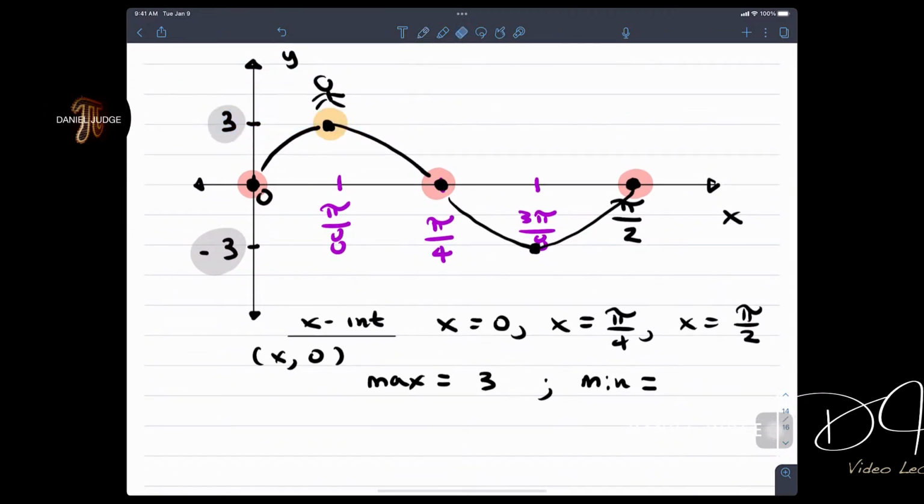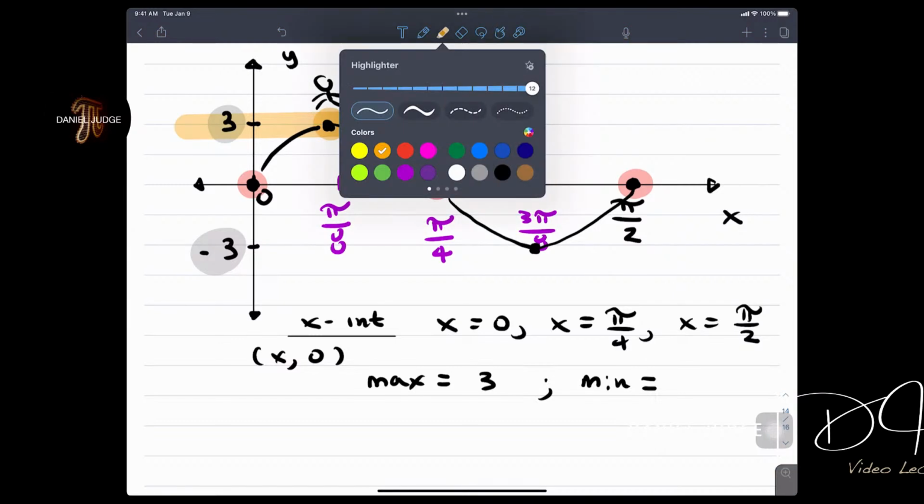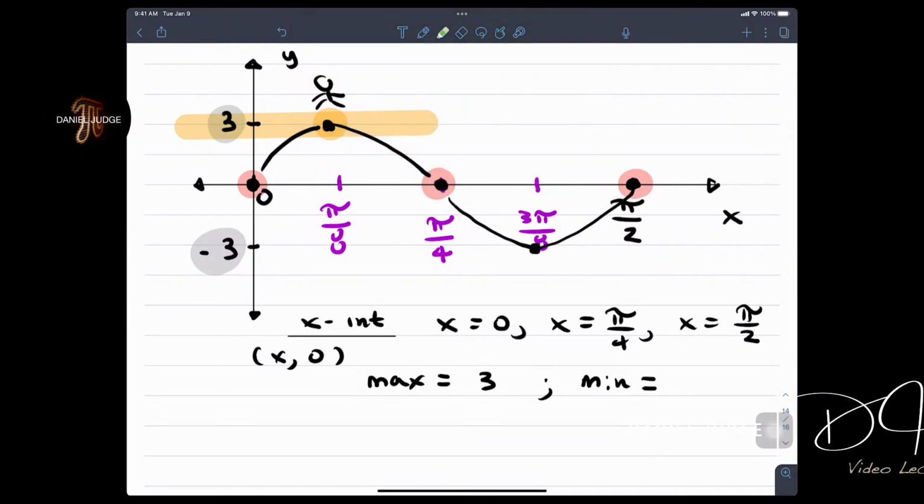And maybe we should just try to be somewhat consistent with colors. The minimum value is, well, are you in a valley? And the answer is yes, you're in a valley over here. What's the altitude? This is on the y-axis, your altitude.